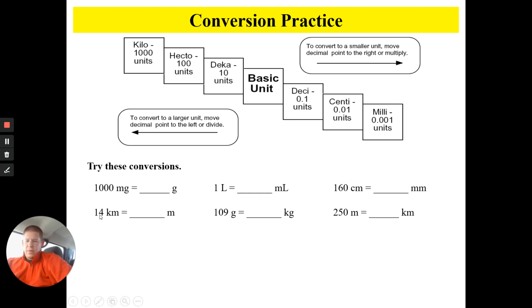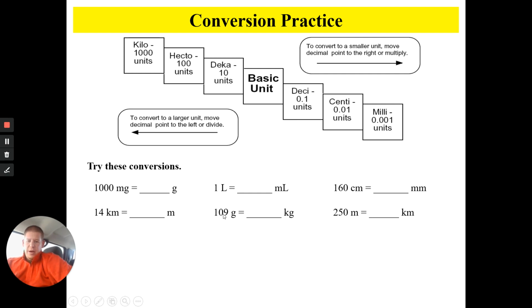Looking at this next one, 14 kilometers. So we're starting here with our largest, and we're going to see how many jumps it takes us to get to meters, or our basic unit. 1, 2, 3 jumps. Best place would be right here, 3 to the right, or 3 zeros. 1, 2, 3. 14,000 meters.